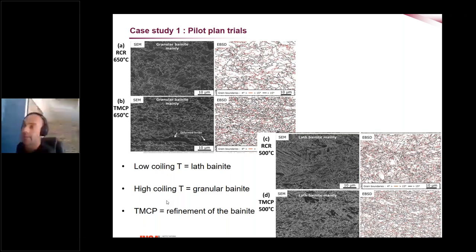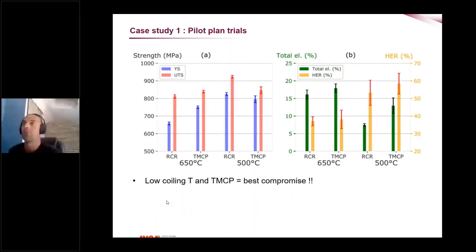And you can see that in the results. The best compromise here was definitely a low coiling temperature and a process with some finishing stage on the two sides of the recrystallization temperature. So we were almost there, because we said at the beginning that the maximum stress should be higher than 800 and about 60% hole expansion. It's not exactly the case for hole expansion, but don't worry, we will end up with the right things, because then we went to the industrial production trials.